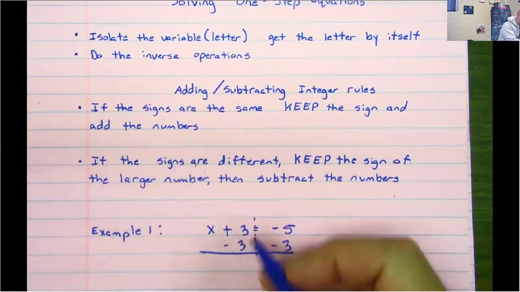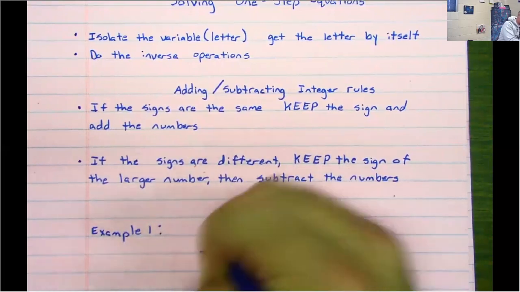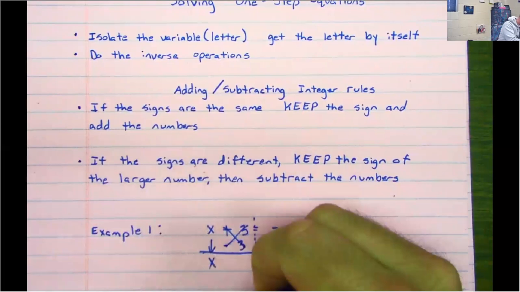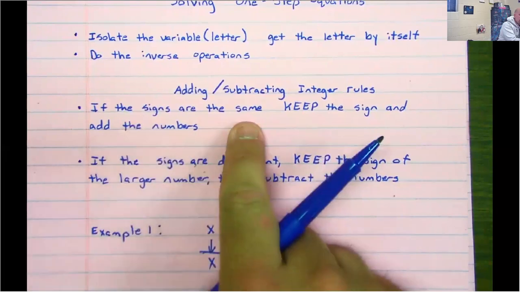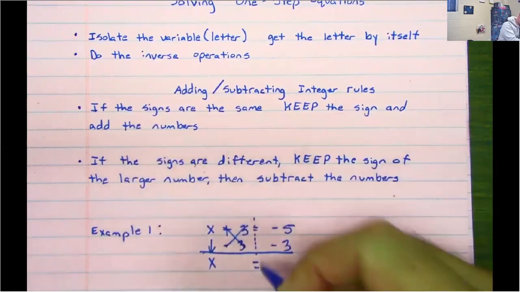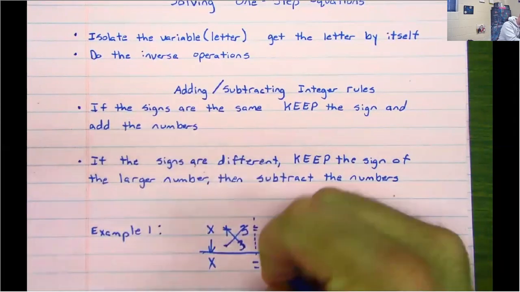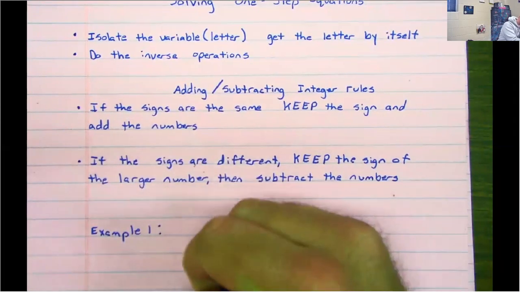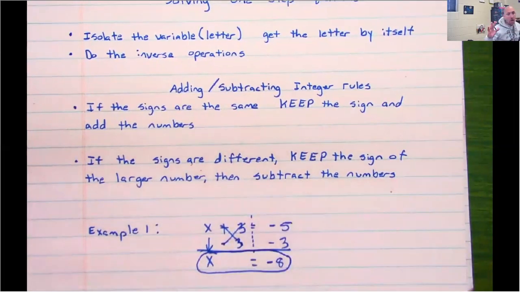3 minus 3, that's a zero pair. It zeroes out. I'm left with my x. Now look at this. The signs are the same. So if the signs are the same, keep the sign and add the numbers. So 5 plus 3 is 8. There's your answer. Done.